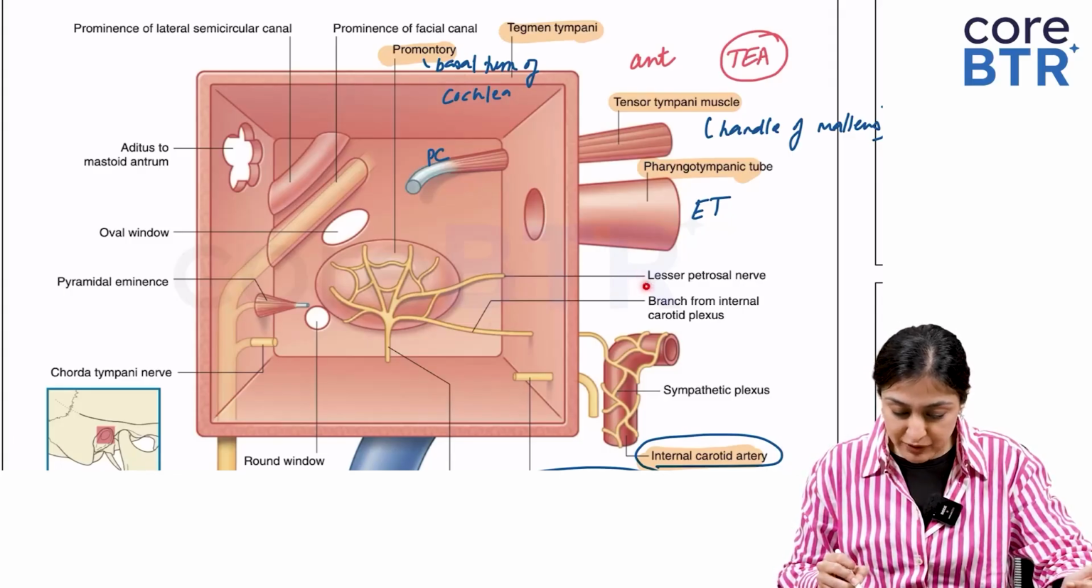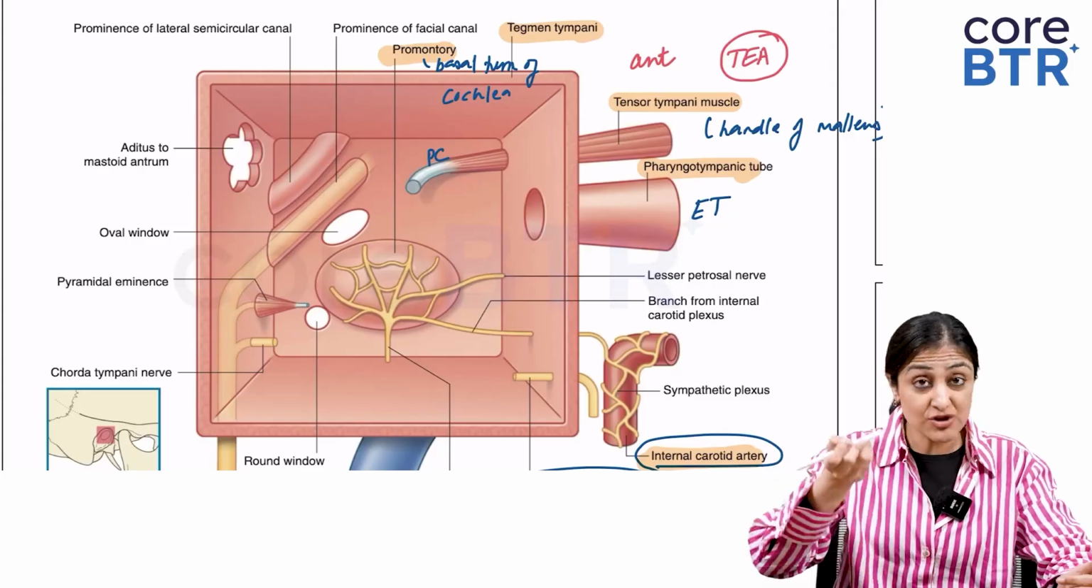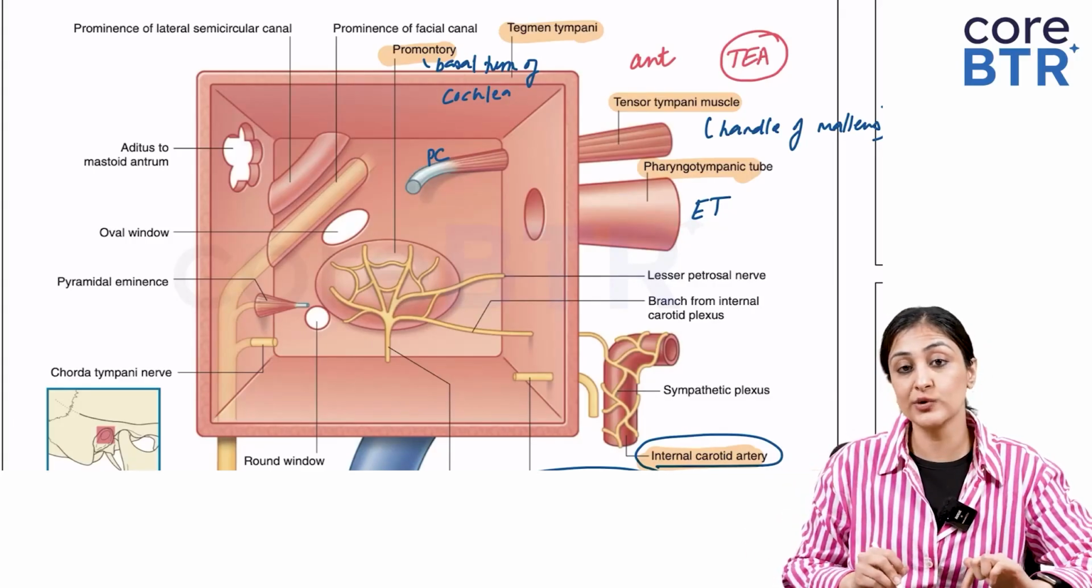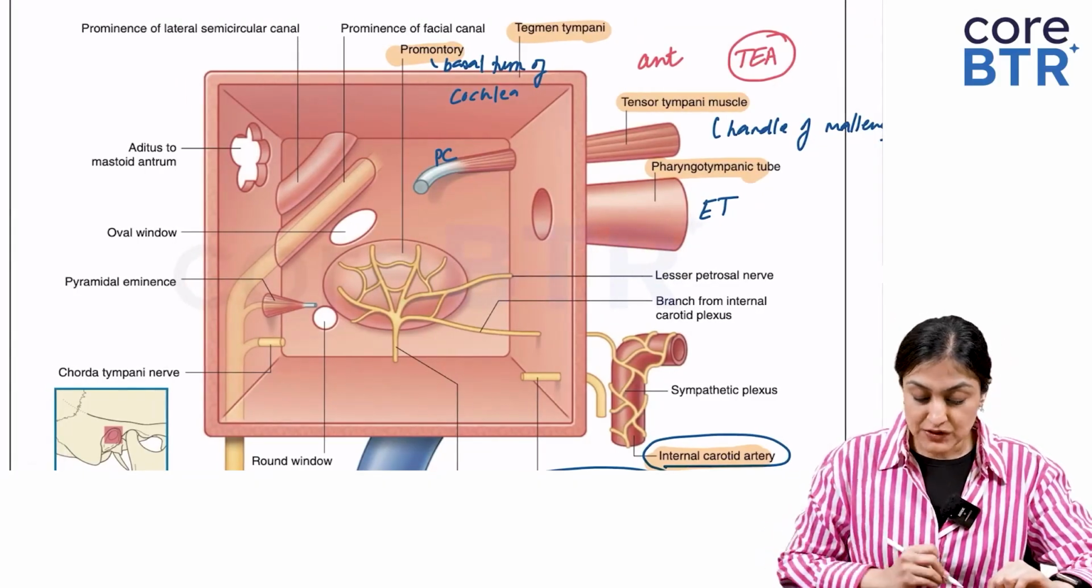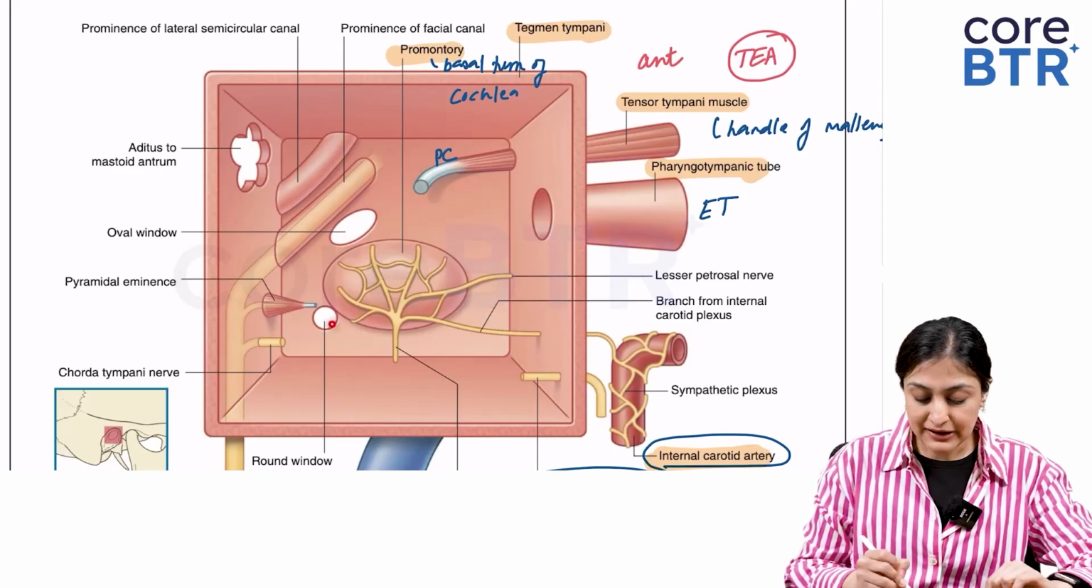You are having supply from the lesser petrosal nerve, your Jacobson's nerve. Together they are all going to form this supply. Okay, so that's done. Then I have processus cochleoformis and I have two windows.